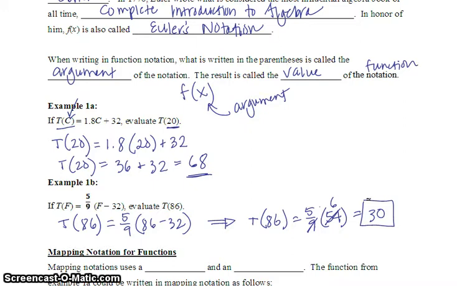This formula is actually a conversion formula for how to go from Fahrenheit to Celsius. So if the temperature is 86 degrees Fahrenheit, what would that be in Celsius? It would actually be 30 degrees Celsius. So that's just an interesting little fact. That's how you would convert from Fahrenheit to Celsius.